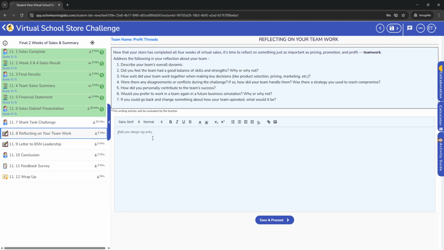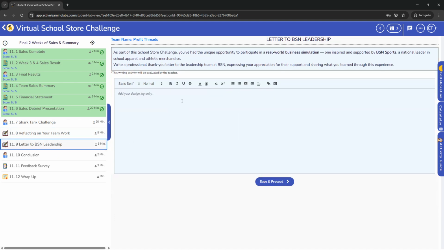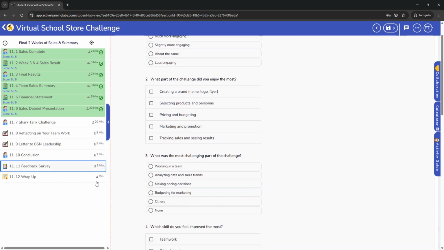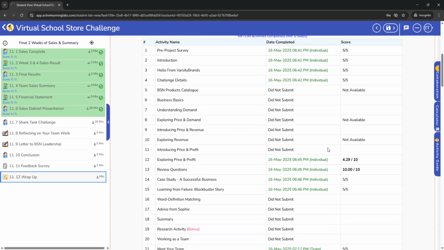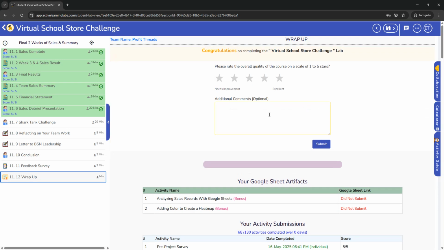And then there's a writing activity where teams will reflect on the teamwork, how their team members behaved, how their collaboration was, etc. Then there is a letter that these students will write to the BSN leadership team for giving them this opportunity to run this real world business simulation. Then there is a conclusion slide, and following that, there is a feedback survey that they can fill. And then there's a final wrap up that will show all the activities they submitted, they did not submit, and all of that. And they can provide feedback for the entire lab. That'll be the end of the challenge.